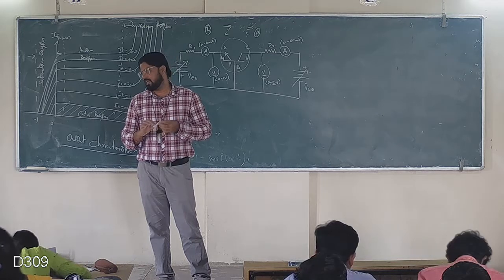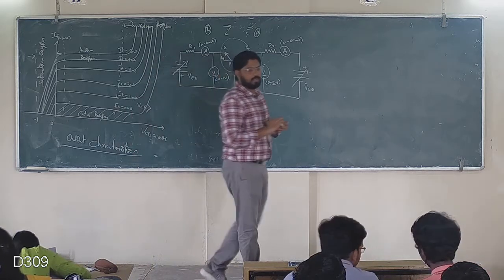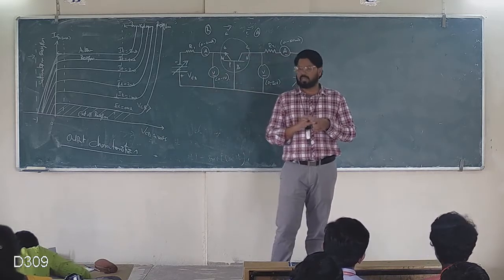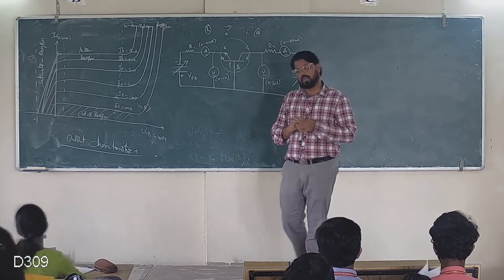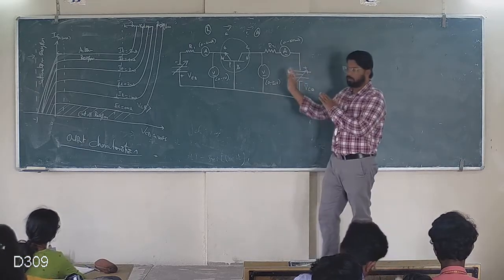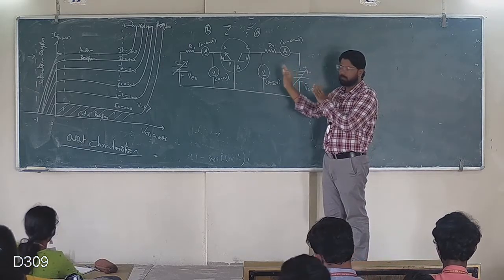So what is the function of the collector? It is to collect the majority carrier. What is the function of the emitter? It is to emit the majority carrier. So the emitter is always highly doped. The collector is moderately doped. Okay, in that concept, I'll draw on the diagram.